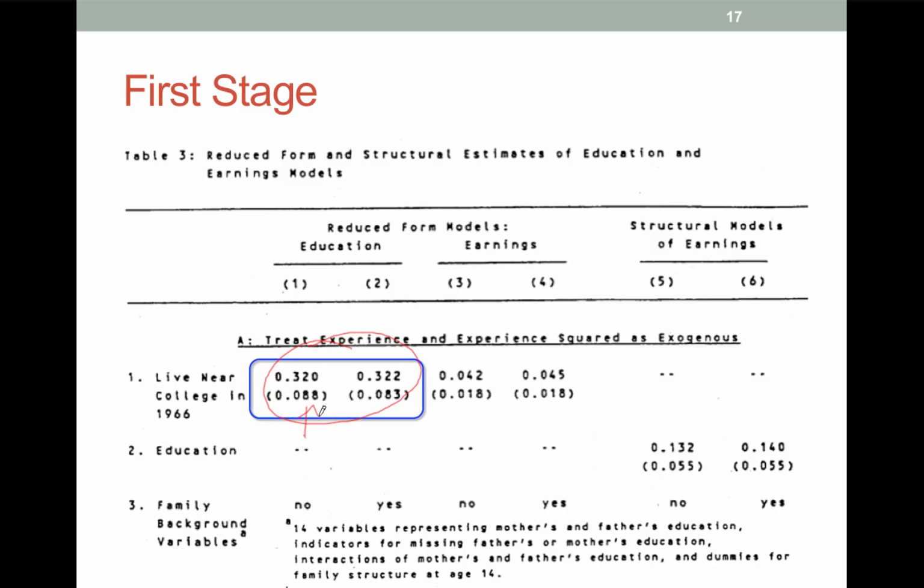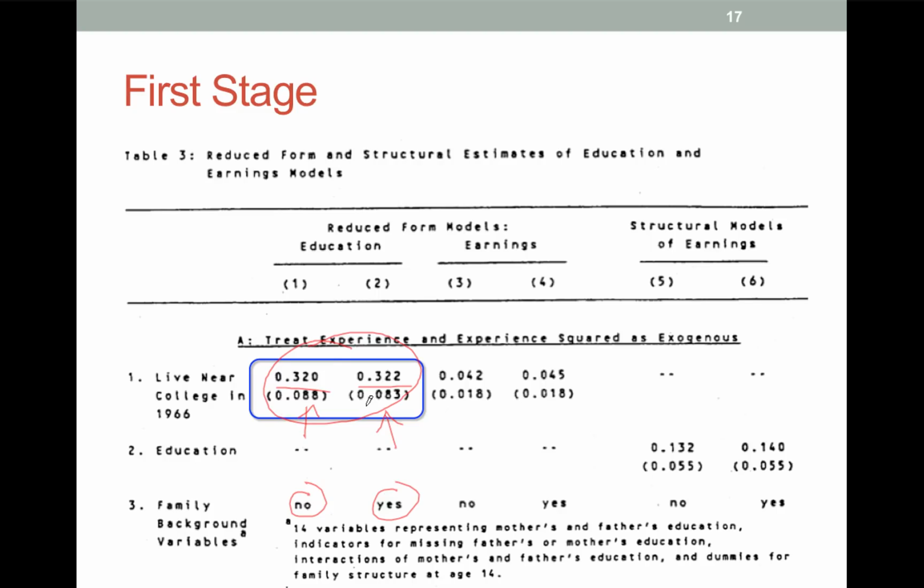For this estimate, he did not control for family background variables, and for this one he did. Turned out not to matter much. He got almost the same point estimates in both cases. What he found was that individuals that grew up near a college completed on average about 0.3 more years of schooling, and it was a very significant effect.